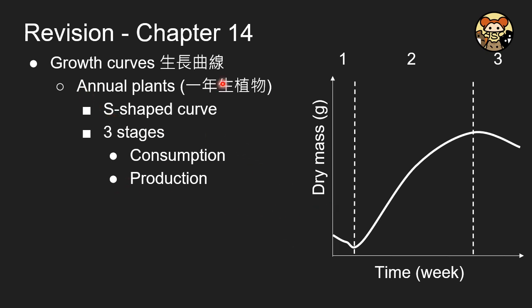So here is a growth curve of an annual plant, that is, its life is within a year. So it is somewhat like an S-shaped curve. So there will be 3 stages: the initial drop and then increase and then a drop again. It is a competition between the consumption and also production, because initially you will use up the stored food, and that's why the dry mass will decrease. And then as the leaves are generated and the plants undergo photosynthesis, there is an increase in the dry mass. However, as it approaches its end, it will store the energy into their reproductive organs, and also their leaves will fall off. That's why the dry mass will drop at the end of the day.